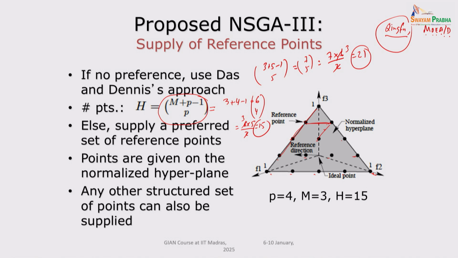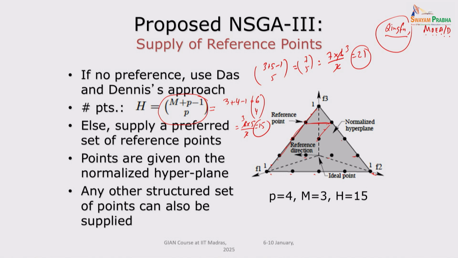P is the number of gaps between two points in every axis. So you see here how many gaps? 1, 2, 3, 4. Or how many points you want here, minus 1. That's P. So if you have more gaps, you'll have more points. That's the thing. And M is the number of objectives. So that's a structured way we can actually create a uniformly distributed set of points.